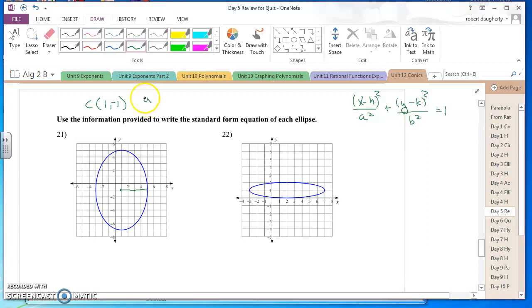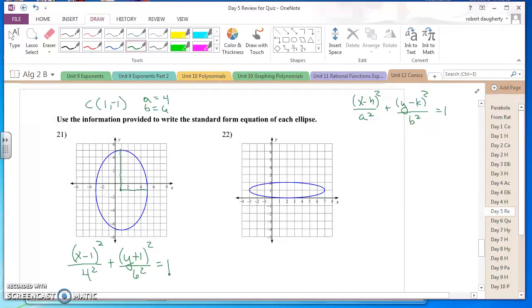So a is 4, and the distance on this vertical is 1, 2, 3, 4, 5, 6. So b is 6. Makes sense. That's a vertical ellipse. So I can write the equation as (x minus 1) squared over 4 squared plus (y plus 1) squared over 6 squared equals 1. Okay.